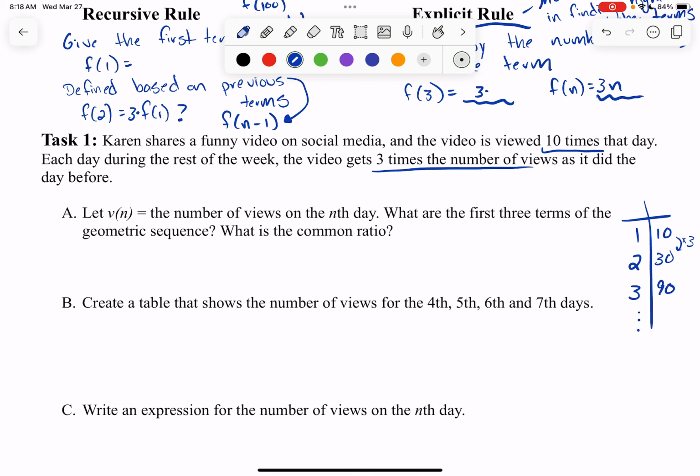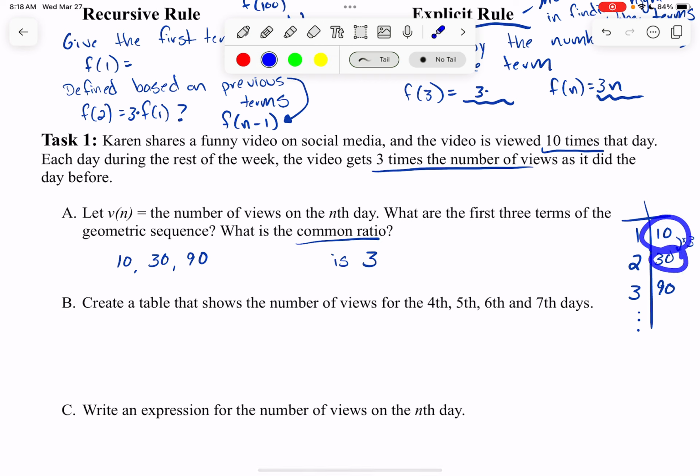So it says, what are the first 3 terms of the geometric sequence? Well, we found them: 10, 30, and 90. What is the common ratio? We're multiplying by 3 each time. The common ratio is 3 because we multiply by 3 each time. And if I take this 30 divided by the 10, the 30 divided by 10 is 3, 90 divided by 30 is 3, so forth and so on.